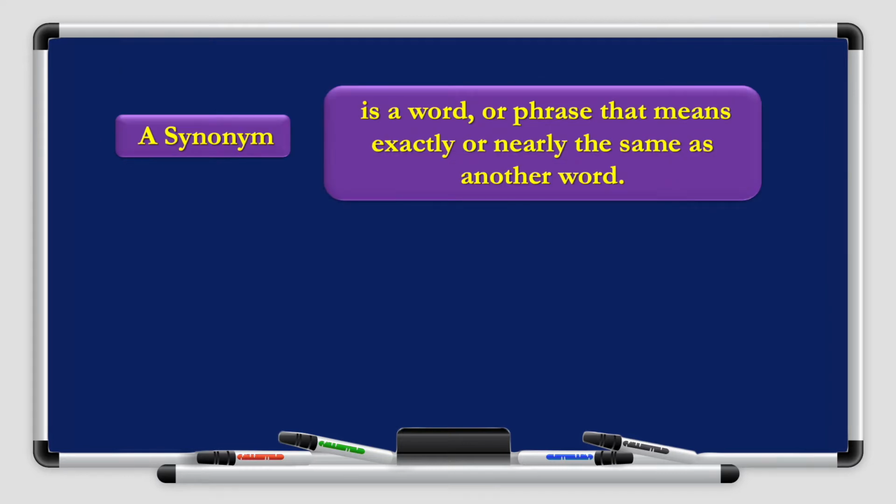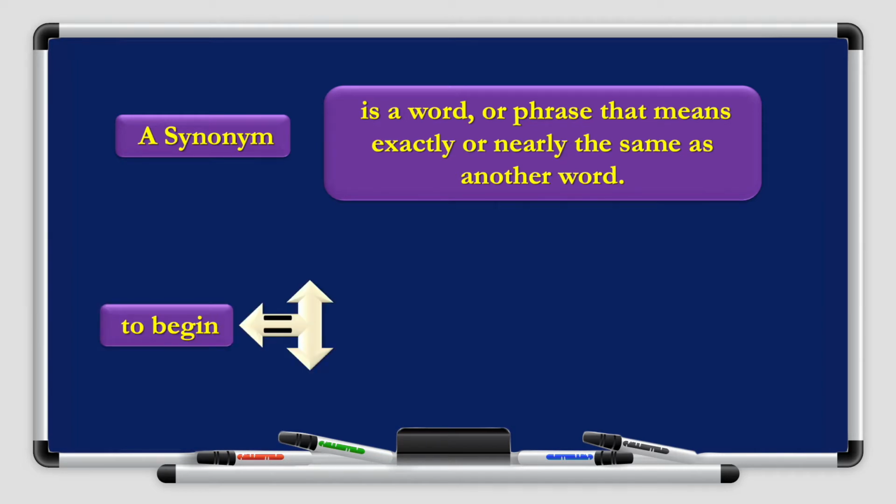Before reading the text, let's revise the difference between the synonyms and antonyms. What is a synonym and what is an antonym? First of all, a synonym is a word or phrase that means exactly or nearly the same as another word. So we have a word, and as you can see, the same meaning of another word. Same.